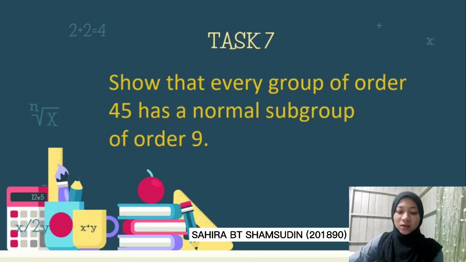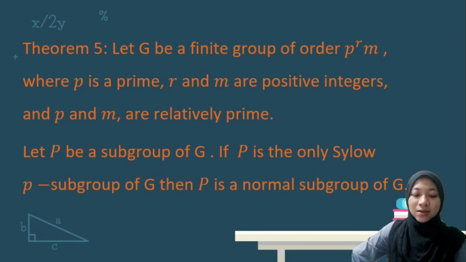Okay, for task 7, the question asks to show that every group of order 45 has a normal subgroup of order 9. This question is related to Theorem 5, which is: let G be a finite group of order p to the power of r multiplied by m, where p is a prime, r and m are positive integers, and p and m are relatively prime. Let P be a subgroup of G. If P is the only Sylow p-subgroup of G, then P is a normal subgroup of G.